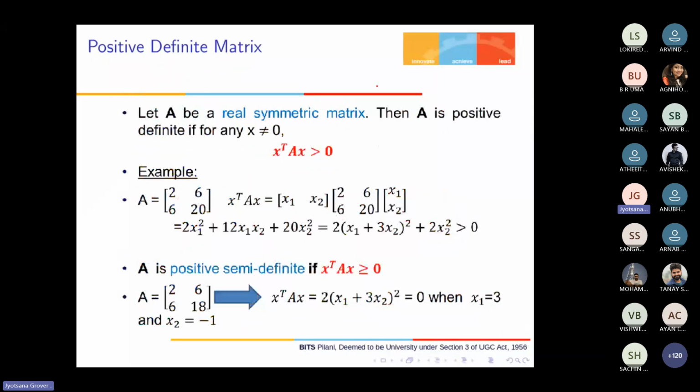Okay, now comes the positive definite matrix. For a positive definite matrix, first you have to consider A. It should be real symmetric. Real symmetric means A transpose is same as A. A transpose is equal to A.